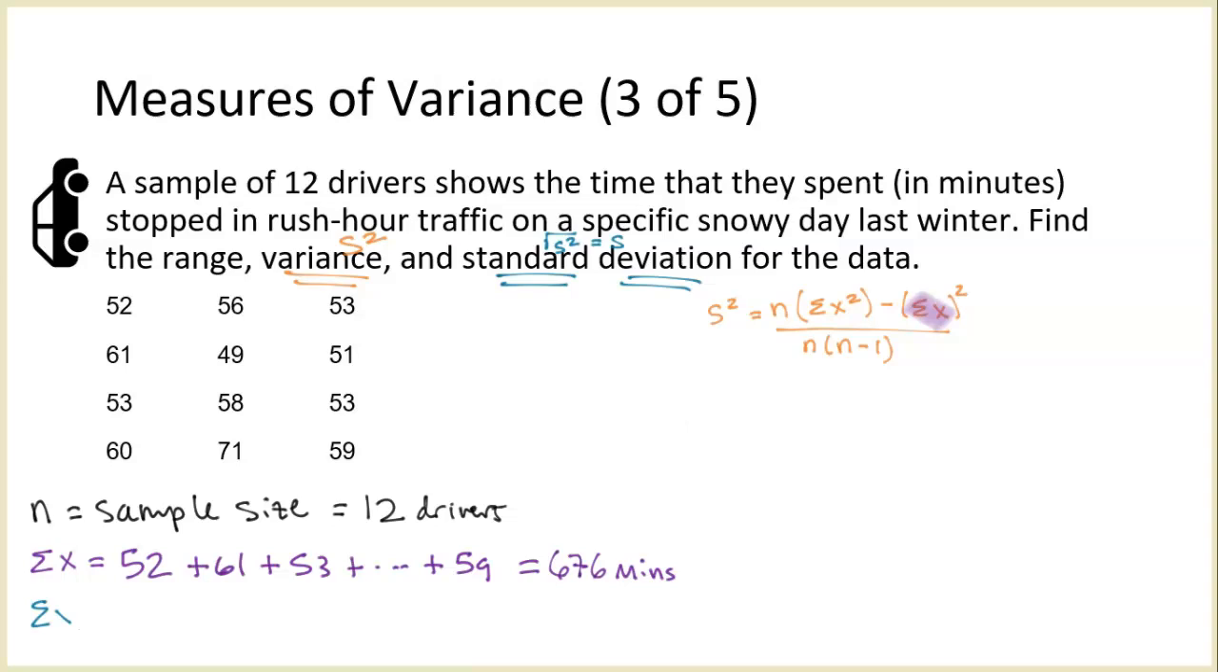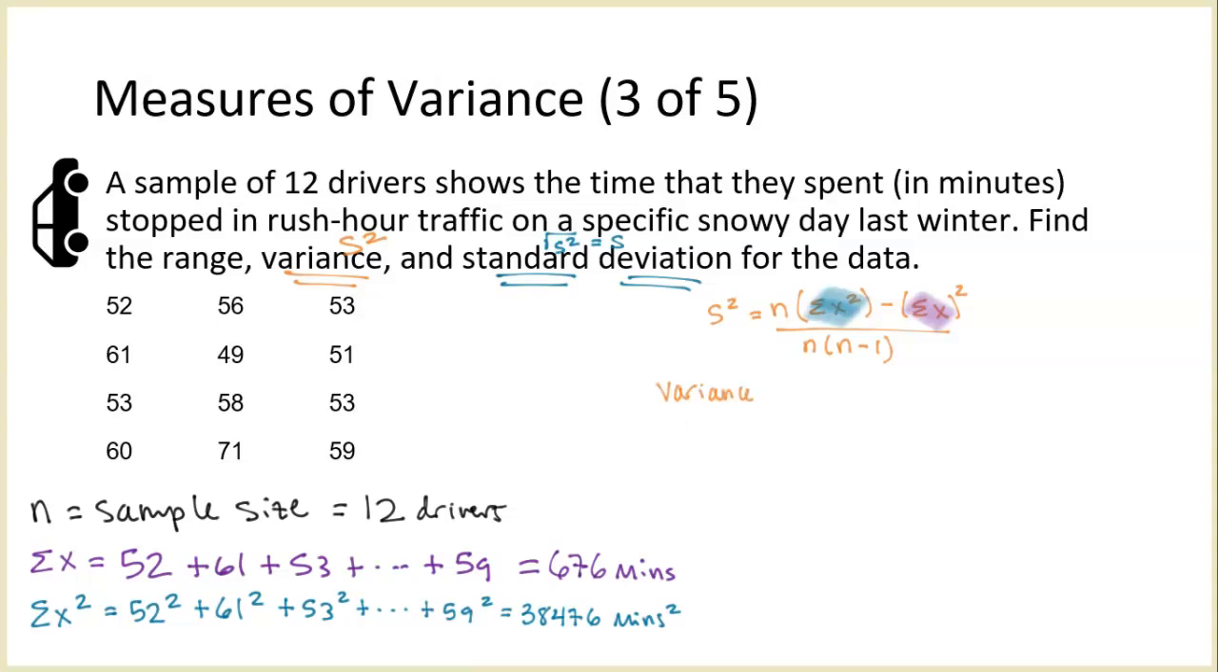And then the third value we have to find is the sum of the squares of those values. So 52 squared, 61 squared, 53 squared, all the way up to 59 squared. And that value, 38,476, is in minutes squared. Once we find these three numbers, then we can set up our formula and we can find the value for variance, and then we can in turn find the value for standard deviation.